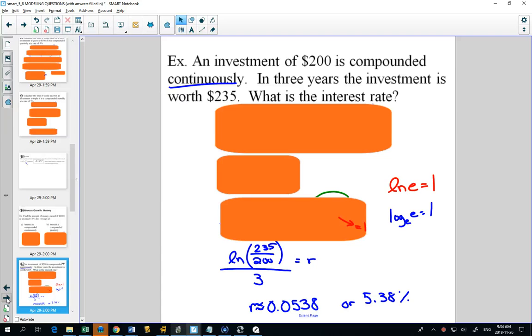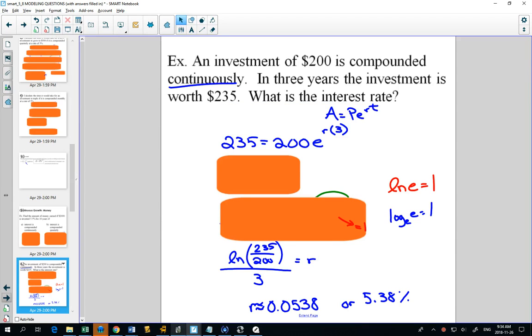An investment of $200 is compounded continuously. So when you see the word continuously, it used to be that formula, which I like to call the PERT formula, with the ERT, P equal ERT in it. That used to be on your formula sheet. So you used to have to be able to recognize that when a question said continuously, you had to use the PERT formula. Now that formula is not on your formula sheet. And so in a question like this, you would have been given the formula.